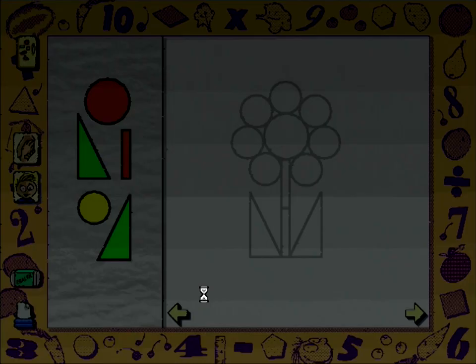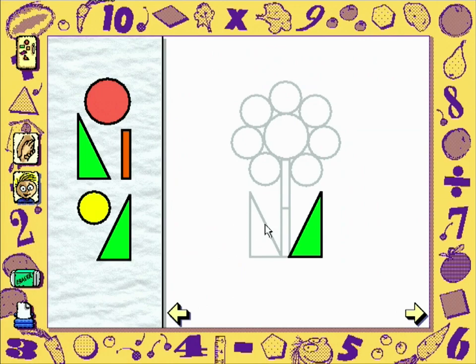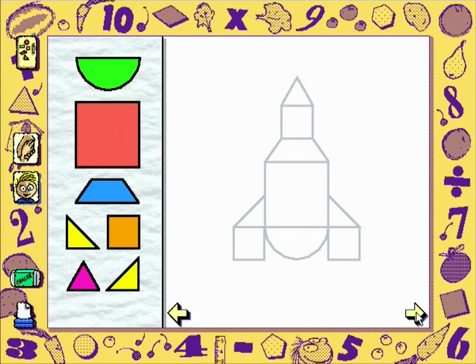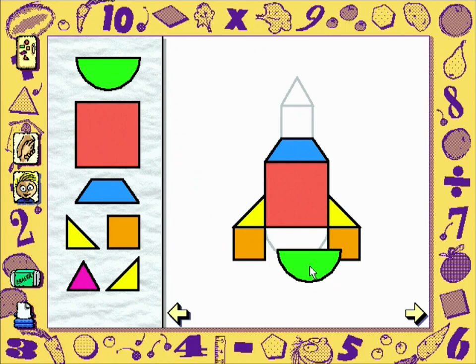You can make pictures with shapes. Triangle, triangle, rectangle, rectangle, circle, circle, circle, circle, circle, circle, circle, circle. Square, square, square, trapezoid, square. Triangle, triangle, half circle, triangle, square.